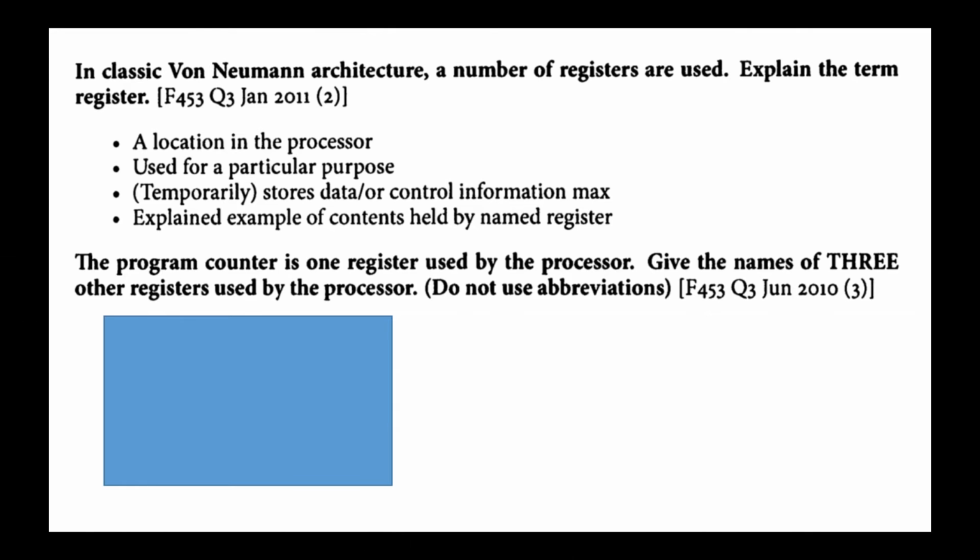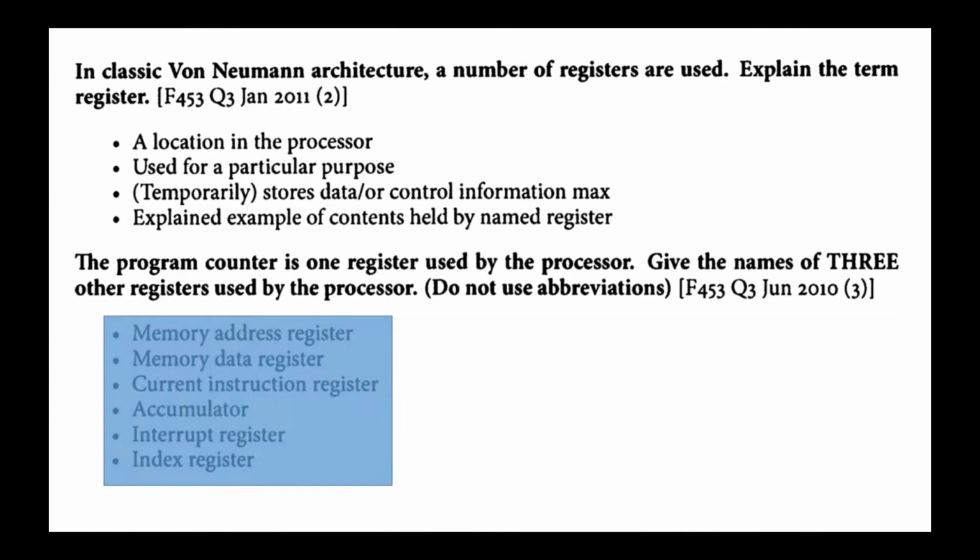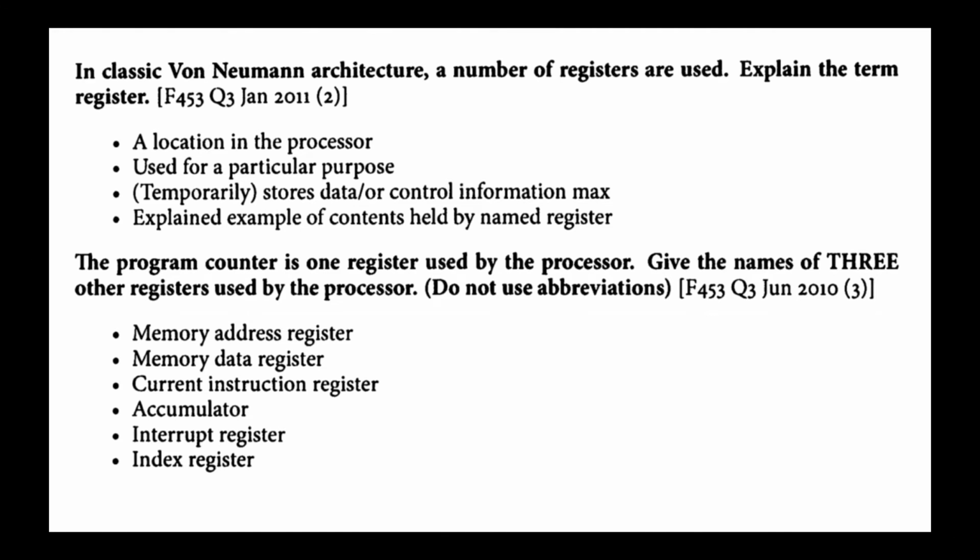So, yeah, here we go. The next question: give name of 3 other registers used by the processor. So there's the memory address register, the memory data register, current instruction register, accumulator, interrupt register, and then index register. So for the explain the term register, for the example, you could either use the program counter and explain that a bit, or just use the memory address register, as that actually has the word register in it. So yeah.